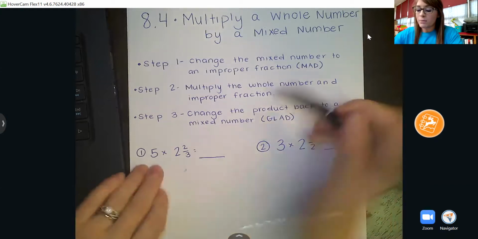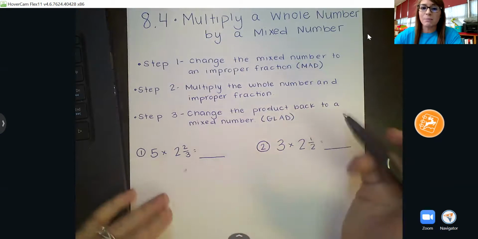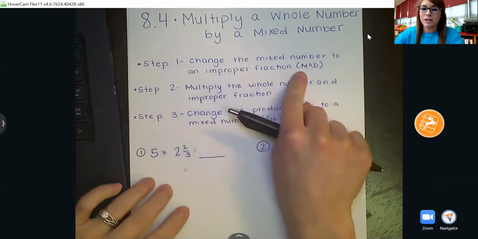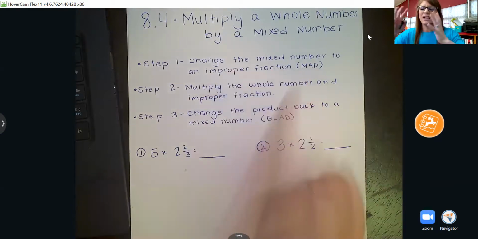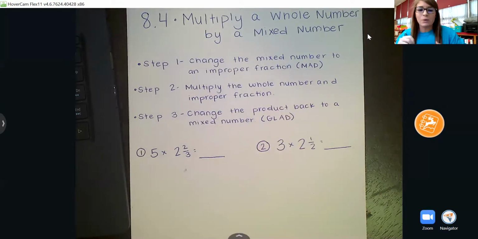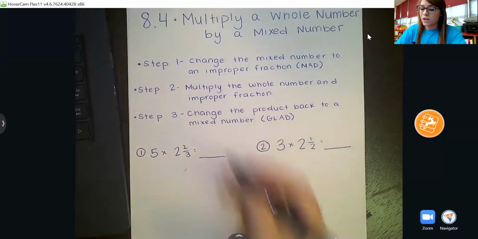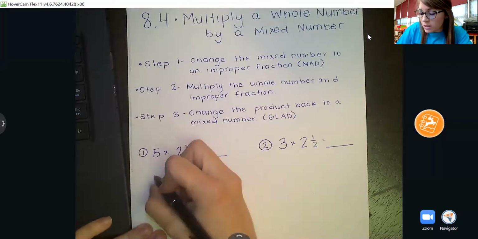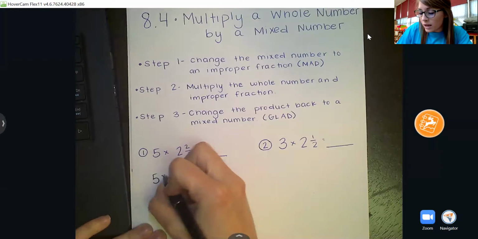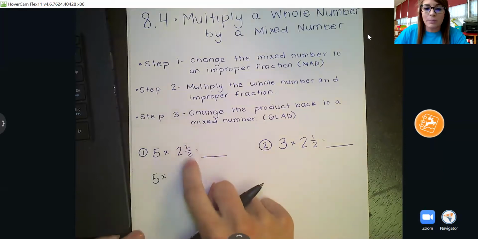So before we can multiply a whole number times a mixed number, we first have to change that mixed number into an improper fraction. Oh, I know we hate math. We hate changing them, but that's the only way that we can make it work. Okay. So first thing we're going to do is let's go ahead and knock out step 1. Let's go ahead and change this mixed number.